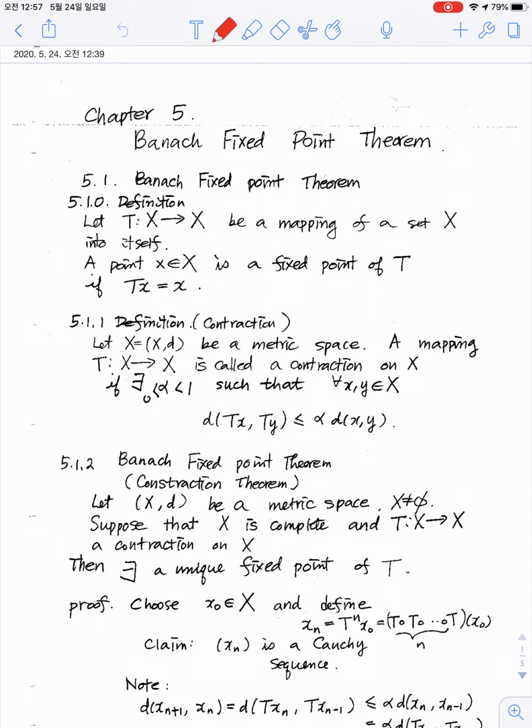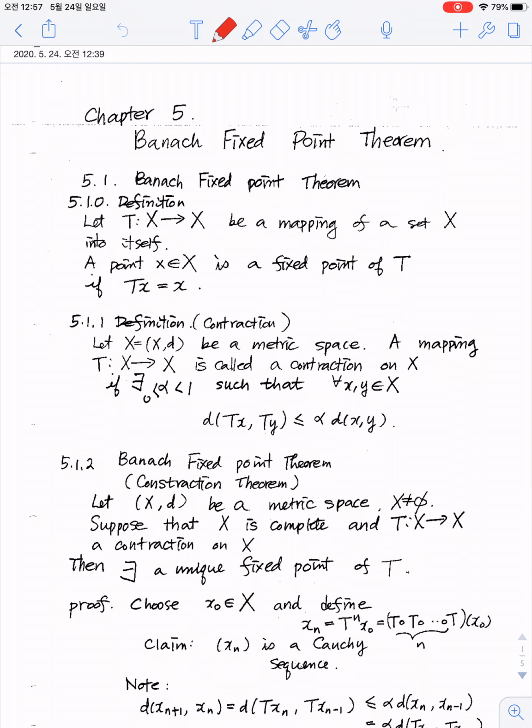So what we are going to study today is the Banach fixed point theorem, and this fixed point theorem is very important in studying nonlinear equations. In particular, in order to prove existence of solutions, we use fixed point theorems a lot. And so let me introduce a definition first.